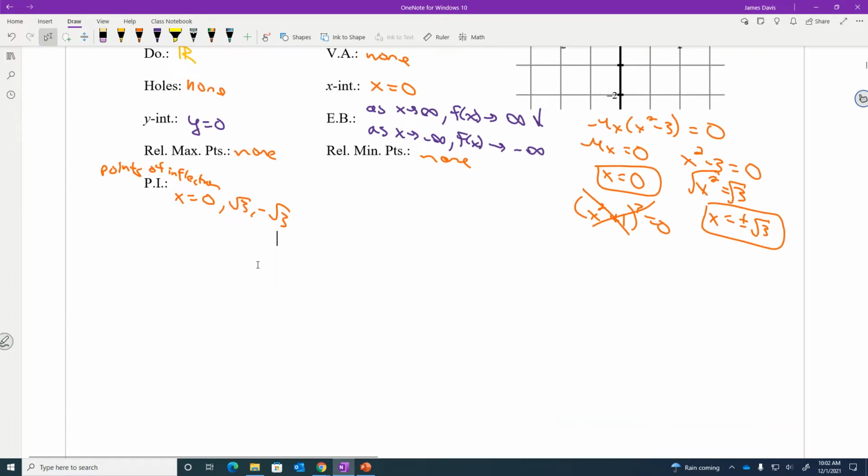So we can then make our little number line. Should put in order: negative radical 3, 0, positive radical 3.